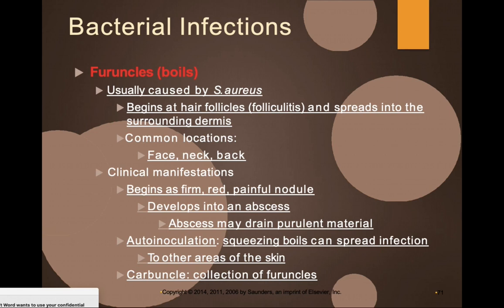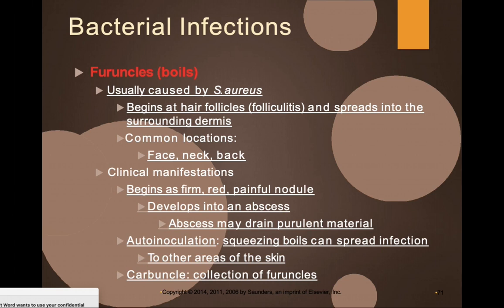Furuncles. Furuncles are also referred to as boils, and this is caused by Staph aureus. It begins at the hair follicle. When you have an inflammation of the hair follicle, we call it folliculitis, and it spreads into the surrounding dermis. Commonly found in the face, the neck, and the back. It can begin as a firm, red, but very painful nodule to touch, and it develops into an abscess.